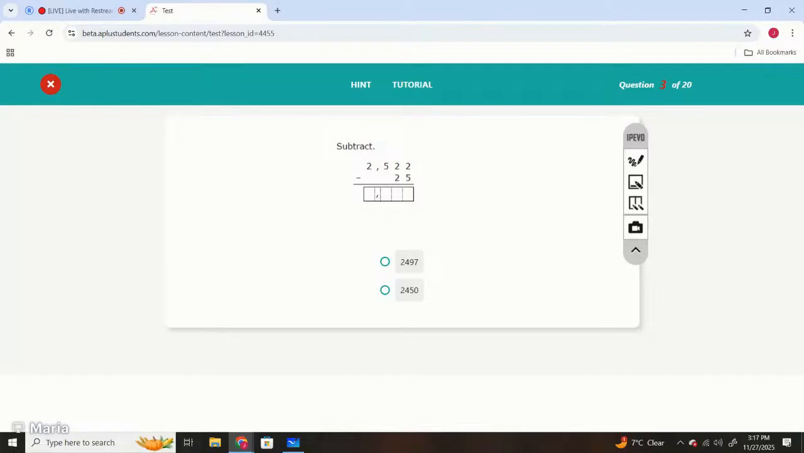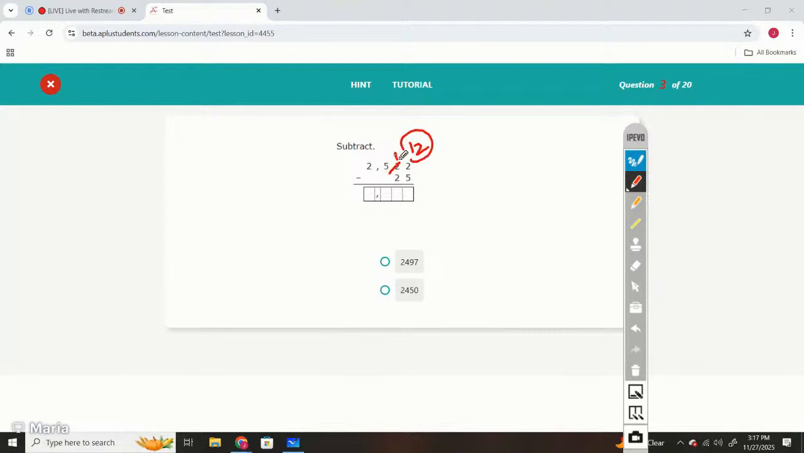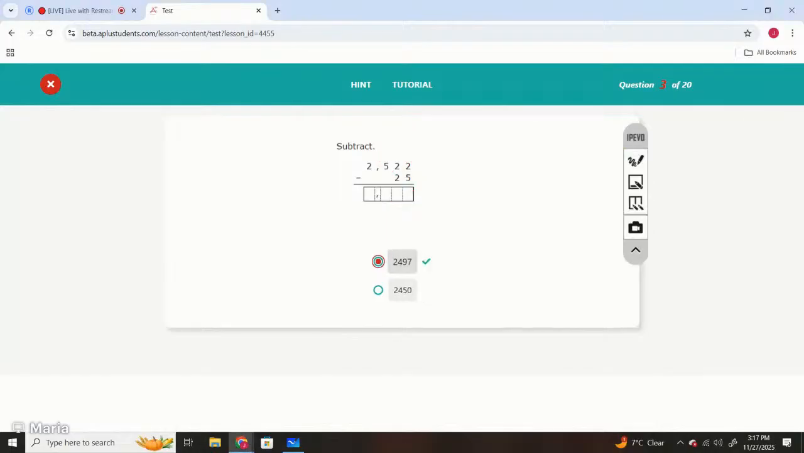So let's just subtract. We cannot subtract 2 out of 5, so we need to borrow 1. The borrow makes 12 here, and 12 take away 5 is 7. We cannot subtract 1 out of 2, again we need to borrow 1. 11 take away 2 is 9. We have 4 and 2. That is 2497. The correct option is 2497. Option number 1 is the correct option.